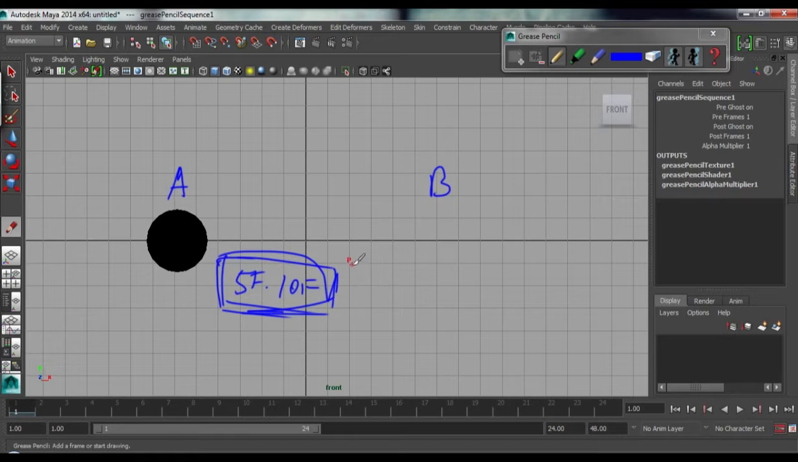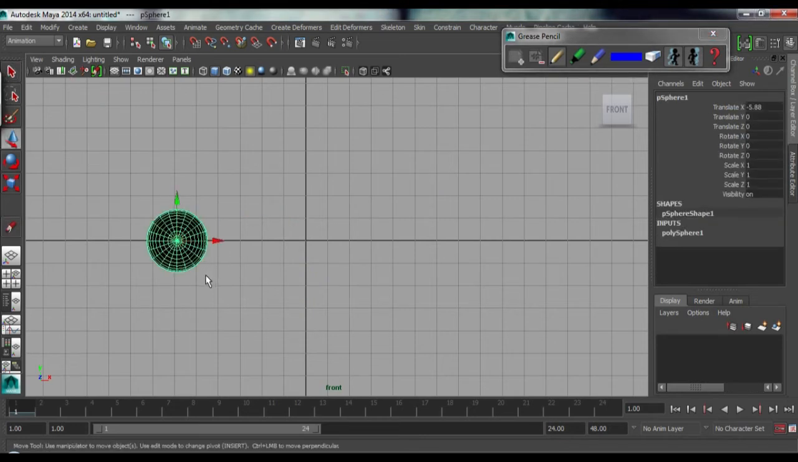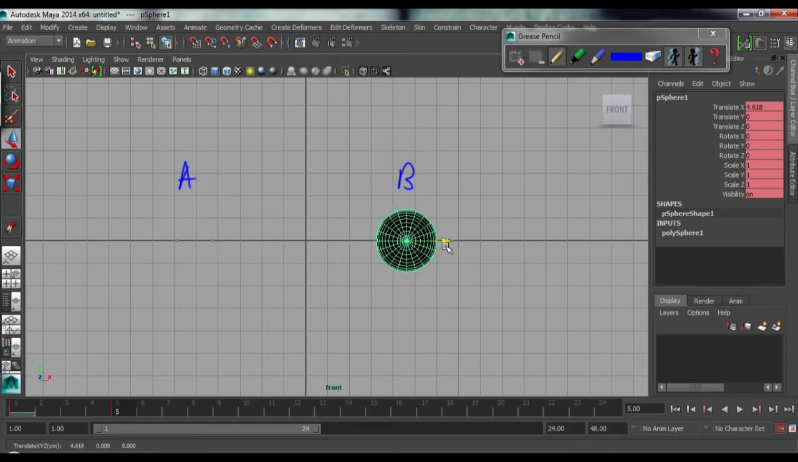Frame by frame. Okay, I'll explain these. Let's see that this object takes 5 frames to move from point A to point B. So I put a key here and put a key at frame 5 and move that object from A to B. Okay, so this is its timing.